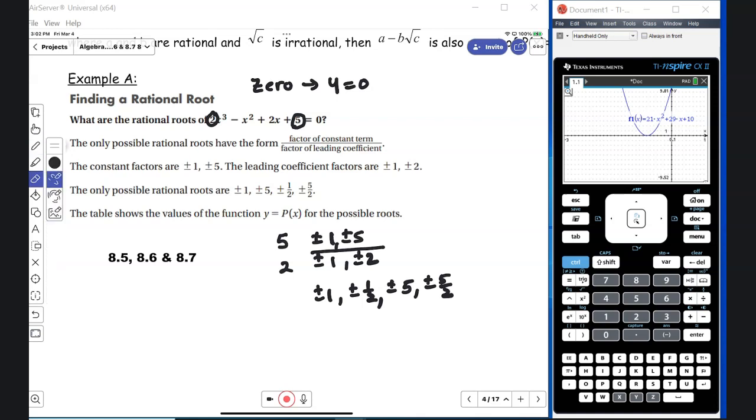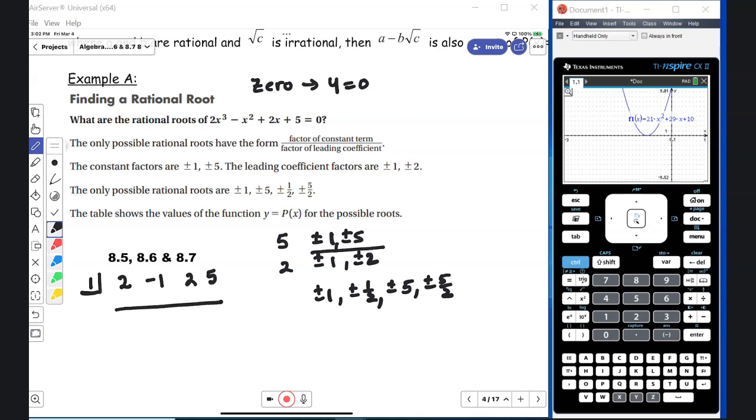And I'm going to go ahead and use synthetic division. Right now, it's 2x cubed minus x squared plus 2x plus 5. I'm going to try 1. So we're going to see if 1 is our root. So we list the coefficients: 2, negative 1, 2, 5. And you notice it's in standard form. We're not missing any exponent. We have 3, 2, and 1.